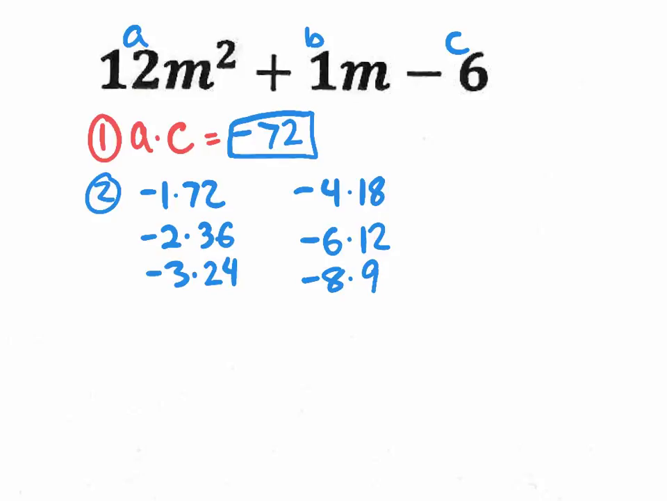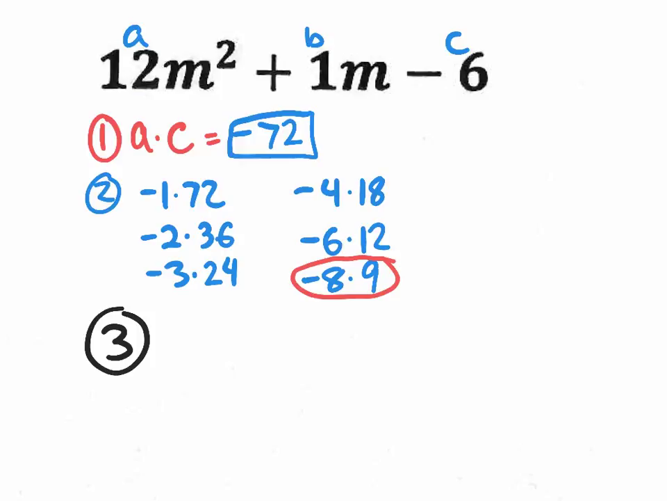Now, which pair of numbers combines together to give us the middle value, B? Negative 8 and positive 9, right? That's the correct pair of numbers. If I add negative 8 and positive 9 together, I really do get a 1. I don't have to change any signs. So we move on to step 3. And of course, these steps are explained in the paragraph above.